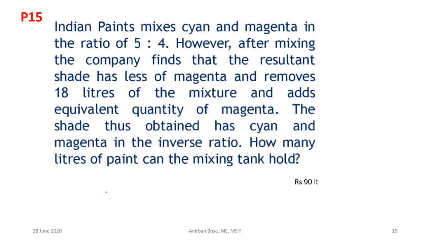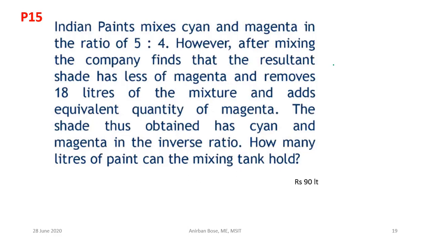Indian Paints mixes cyan and magenta in the ratio of 5:4. However, after mixing, the company finds that the resultant shade has less of magenta and removes 18 liters of the mixture and adds an equivalent quantity of magenta. Okay, the shade thus obtained has cyan and magenta in the inverse ratio. How many liters of paint can the mixing tank hold?